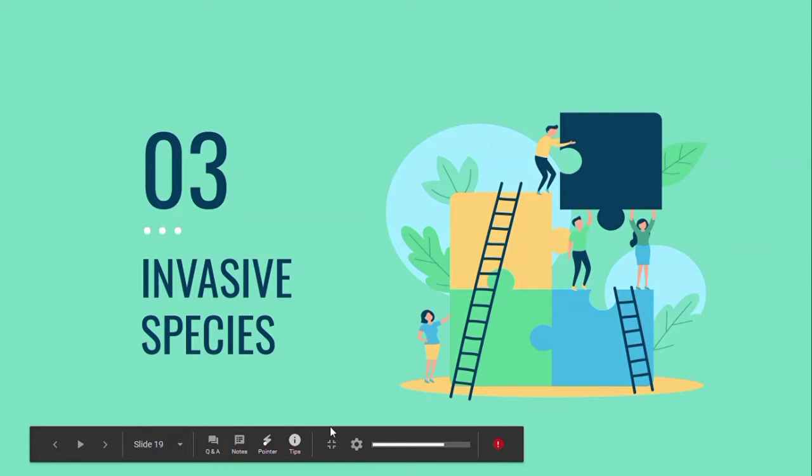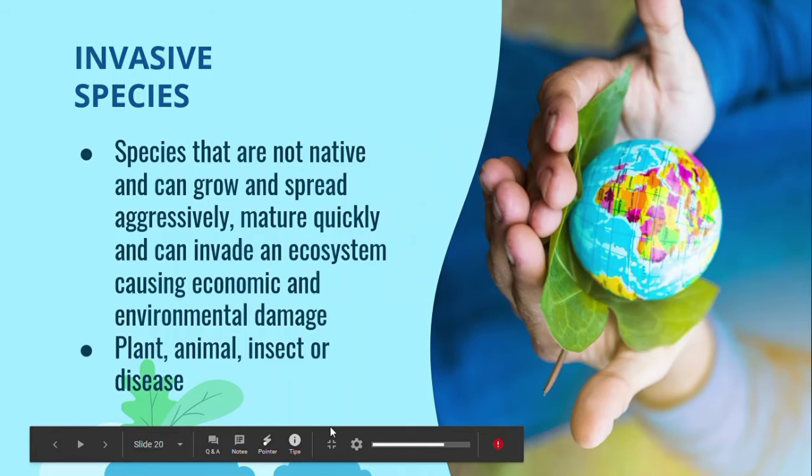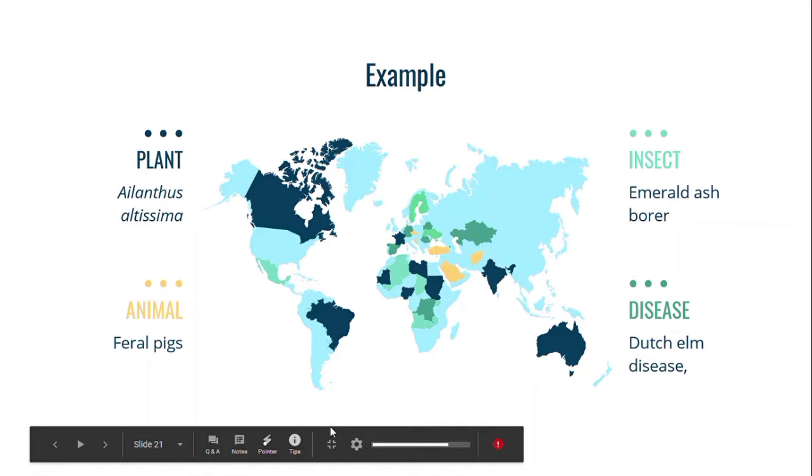Next is invasive species. Invasive species are species that are not native and can grow and spread aggressively, mature quickly, and can invade an ecosystem, causing economic and environmental damage. Invasive species can be a plant, animal, insect, or disease. These are some examples of invasive species around the world.